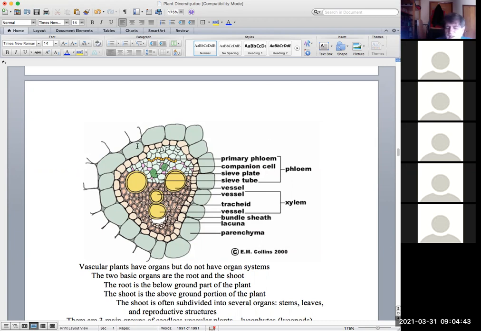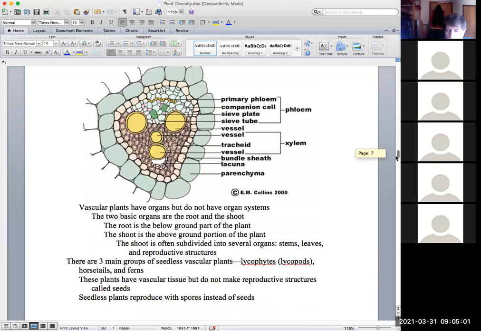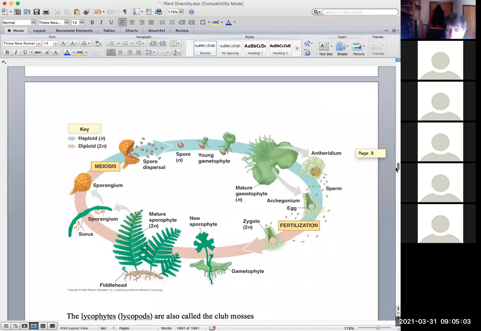So when we think of vascular plants, if we slice through the stem or a leaf, this is what we're going to see inside there: xylem and phloem. The xylem and phloem aren't always arranged in this kind of face-like pattern, but we do always see xylem and phloem. So we want to keep that in mind.